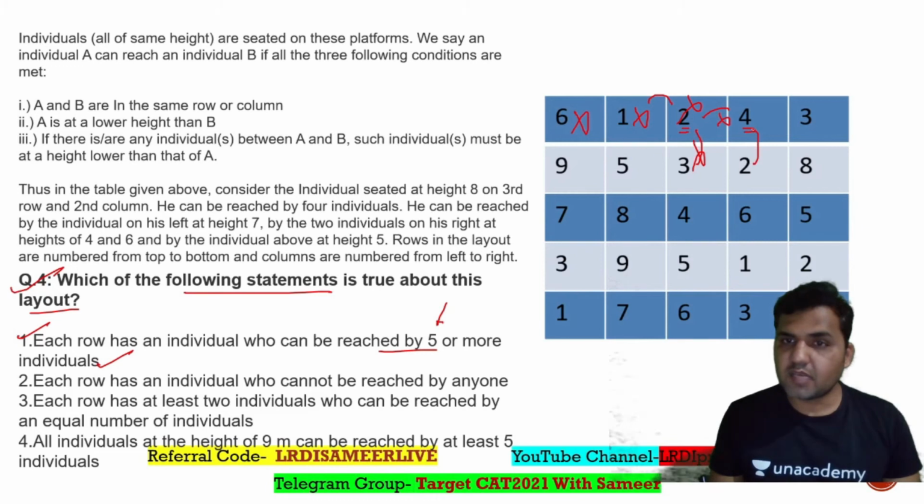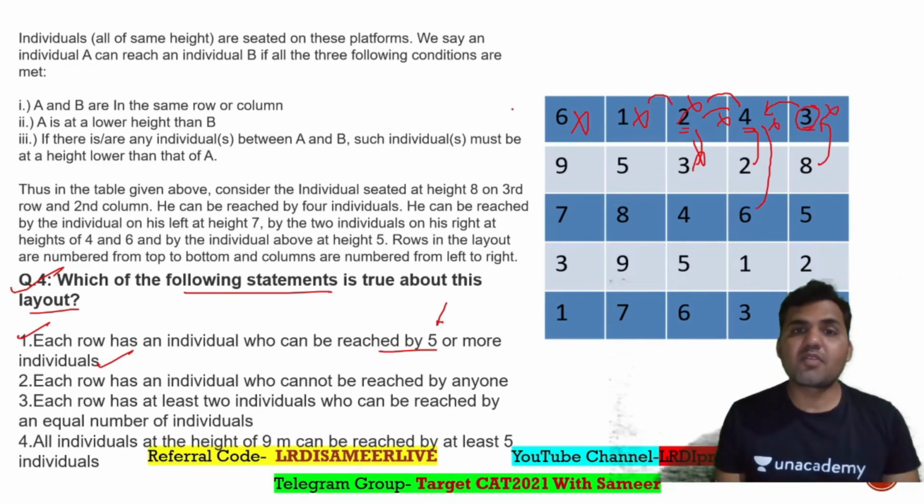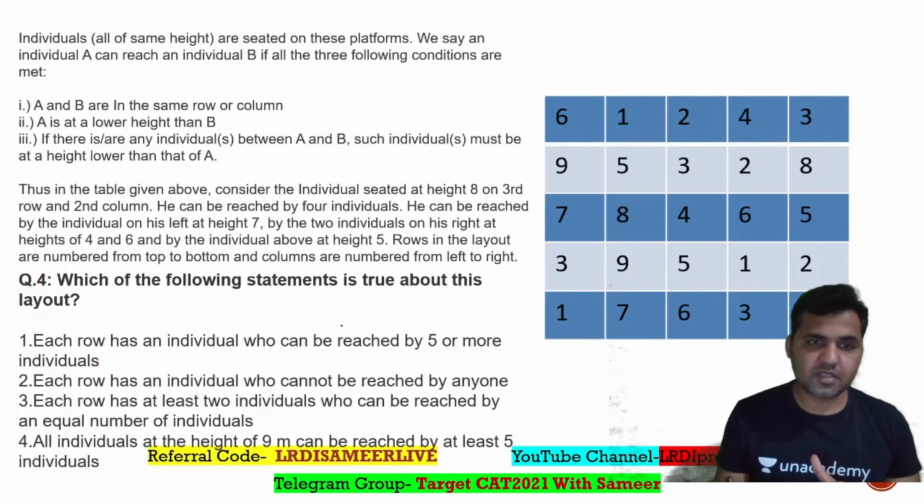4, you see that can be approached by 2, can be approached by 6, can be approached by 3, can be approached by 2. It can be approached by 4 individuals, right? Not 5, so eliminate it. 3, you see that it's approached by 8 only, that's it. So row number 1 does not have an individual who can be approached by 5. So this statement is wrong, that each row has an individual who can be reached by 5 or more. So the first option is straight away eliminated.